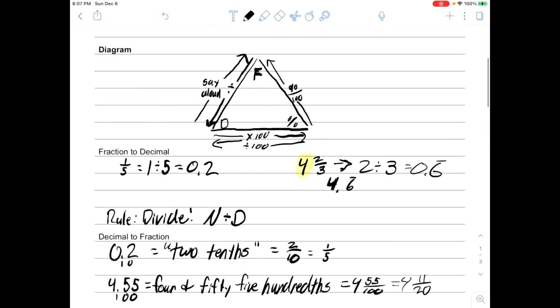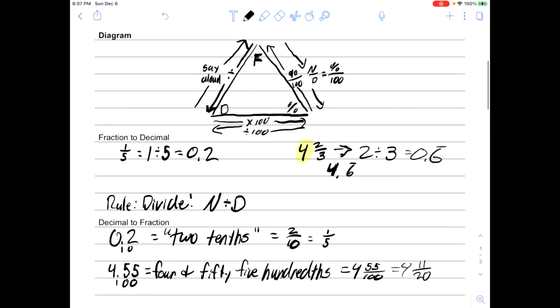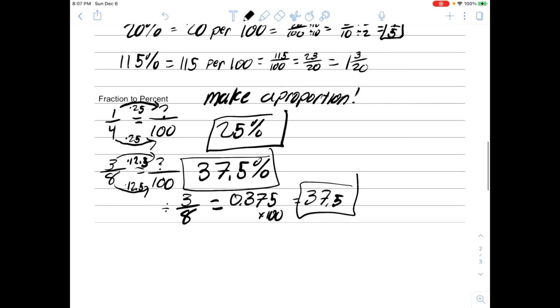So my method that I'm going to write over here is the method of the numerator over the denominator equals the percent over 100. Really, either one of these methods works, and it just depends on whether you're happier using the proportion or whether you prefer to turn it into a decimal and then into the percent from there.